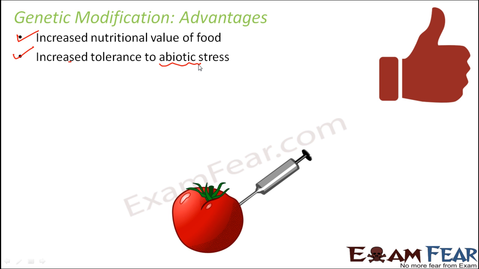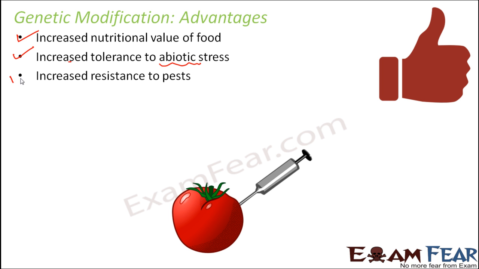But genetically modified plants are found to be more tolerant to abiotic stress. That means they can withstand extreme temperatures, they can withstand the availability of more water or scarcity of water. And how do all these happen? These happen because of the mix and match of genes. Maybe some genes have been put inside the organism because of which it is able to have high tolerance.